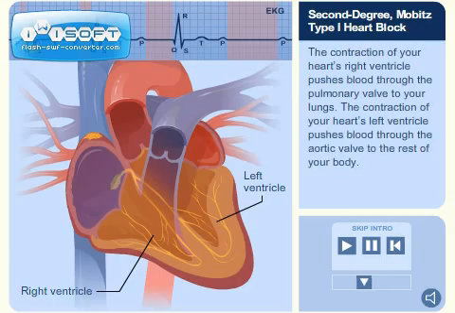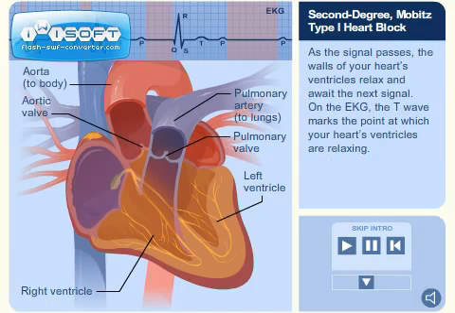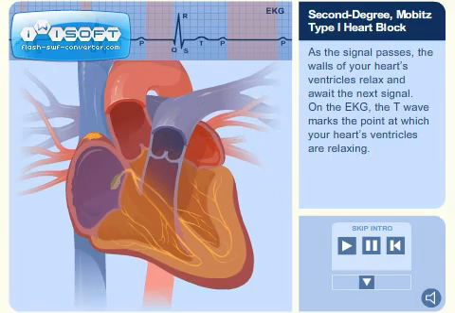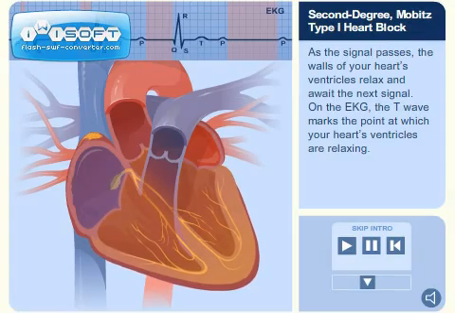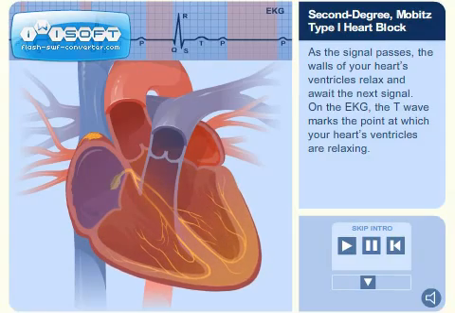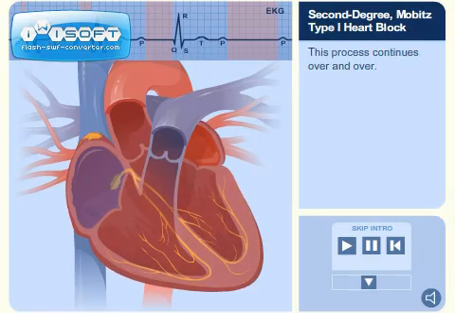The contraction of your heart's right ventricle pushes blood through the pulmonary valve to your lungs. The contraction of your heart's left ventricle pushes blood through the aortic valve to the rest of your body. As the signal passes, the walls of your heart's ventricles relax and await the next signal. On the EKG, the T wave marks the point at which your heart's ventricles are relaxing. This process continues over and over.